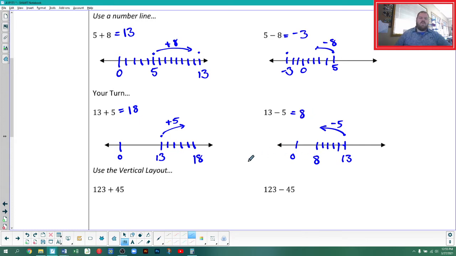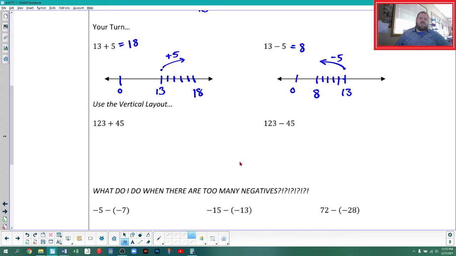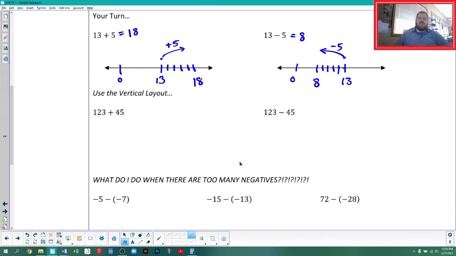Okay. The other method that we have is more of a vertical layout. Okay, and that's just kind of our old school method of adding and subtracting. And it's totally fine to use this. It actually works better than the number line for bigger numbers. Okay, and this one we're adding these numbers. And we just add the vertical columns. 3 plus 5 is 8. 2 plus 4 is 6. 1 plus 0 is 1. So we get 168.